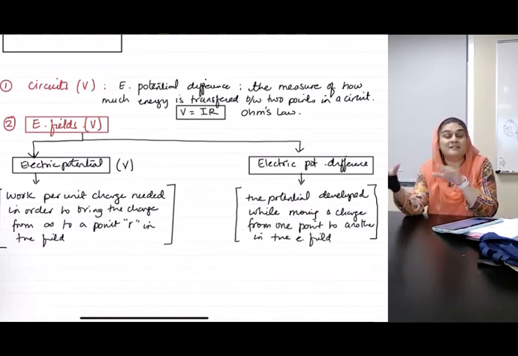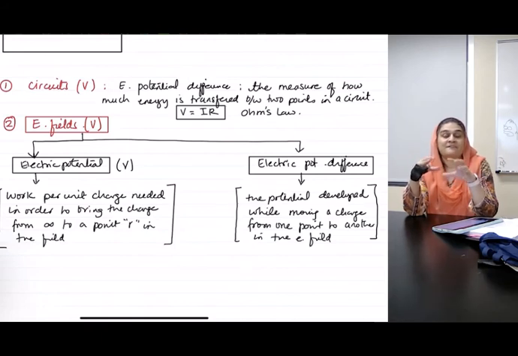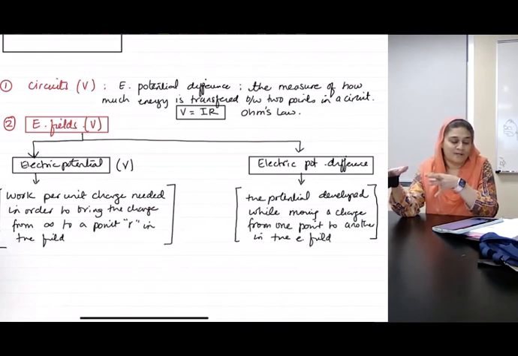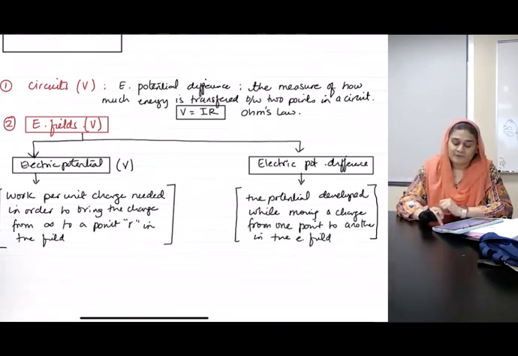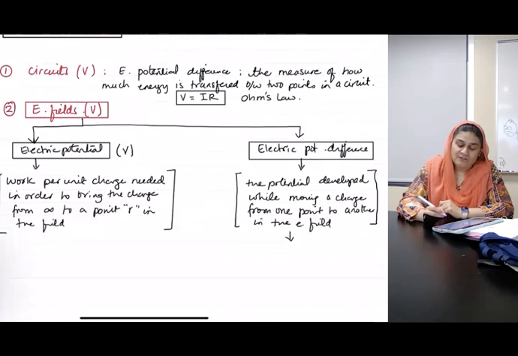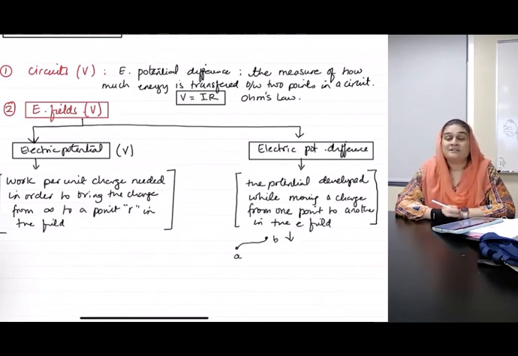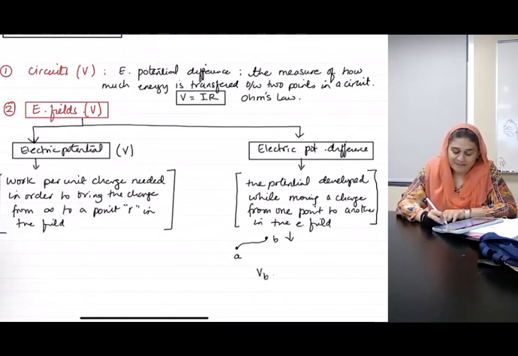They are not different, except we have defined them, and to add to our confusion, we define them in two different ways. However, if you look at this definition, what it's saying is that if I was to move my charge from point A to point B, the potential that I develop while doing this will be given by VB minus VA equal E dot DL in the field itself.